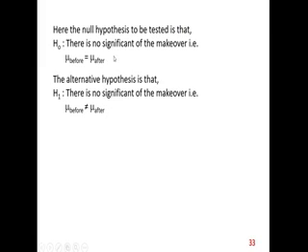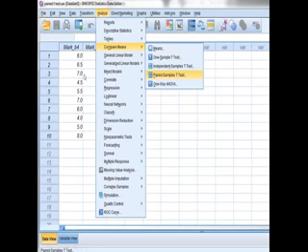There is no significant impact of the makeover, that is mu before equals mu after. That is our null hypothesis, and the alternative hypothesis opposes it: there is some impact, mu before and mu after are not the same. To do this test, we write down the marks of the individuals as two variables, marks before and marks after. In this data set we have only two variables, mark before and mark after, and these are the marks.